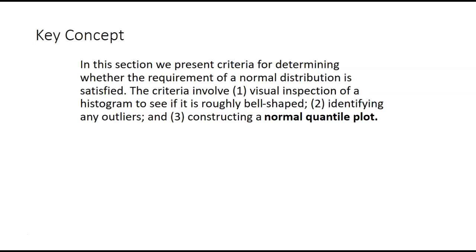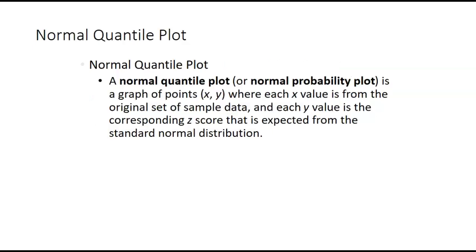So some of the resources we're going to be using are, first, a visual inspection of the histogram. Back in chapter 2, we talked about histograms, making sure it's roughly bell-shaped. The second is to identify any outliers. And the third, the one we're going to focus on more in this section, is constructing a normal quantile plot. We did talk briefly about these before, if they were already provided to you, how to determine it. Now we're going to look at how you generate the actual normal quantile plot.